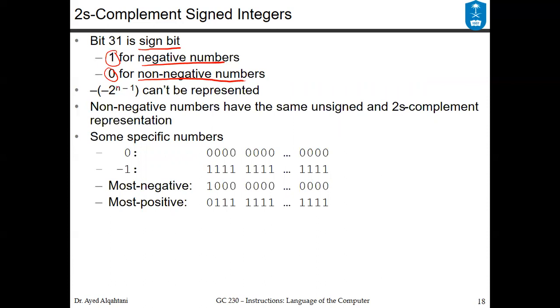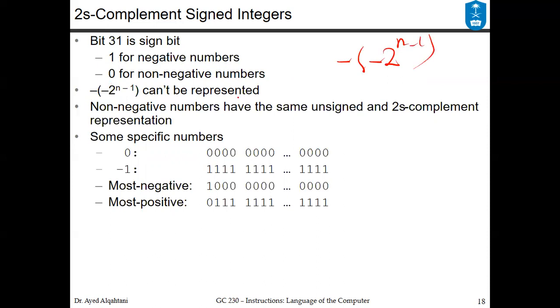Minus 2 to the power of n minus 1 cannot be represented. Meaning, if you have this number, you could represent it with the negative sign, but if you want the positive number for it, you don't have it. So let me write it here clearly: minus 2 to the power of n minus 1 cannot be represented.